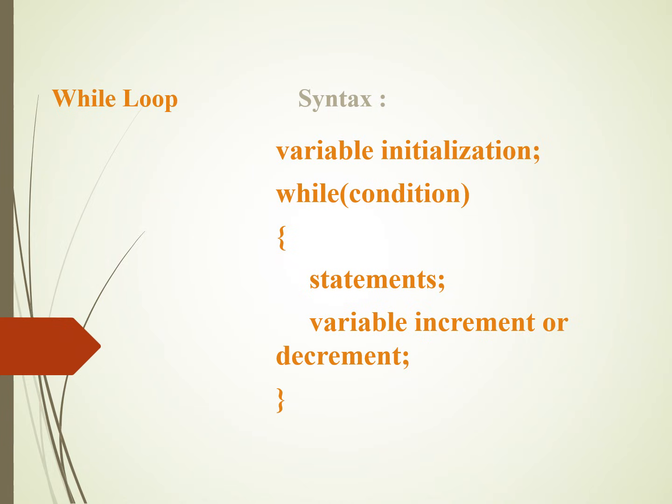Inside the loop, we usually update the loop variable by increasing or decreasing its value. This step is very important because without updating the variable, the condition may never become false, resulting in an infinite loop. The while loop is called an entry control loop because it checks the condition before entering the loop body. If the condition is false initially, the statements inside the loop are never executed.